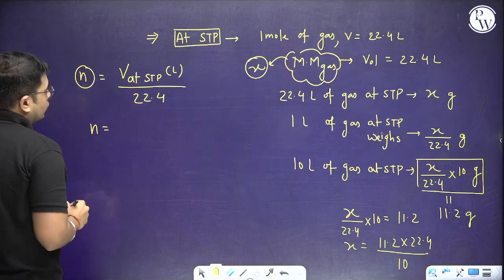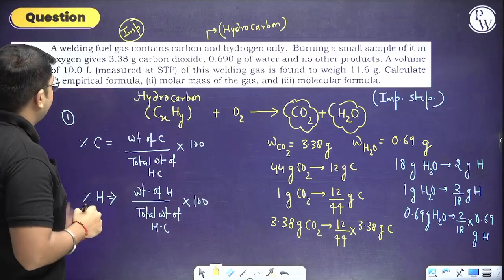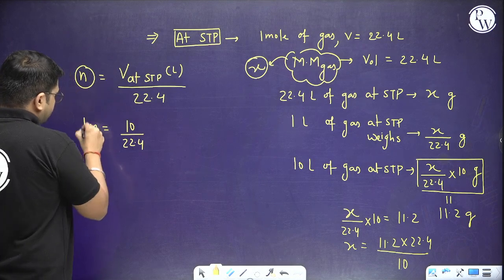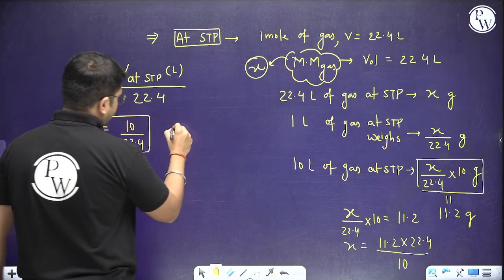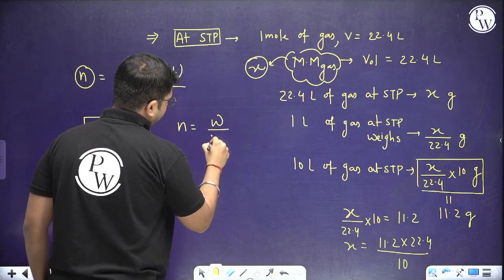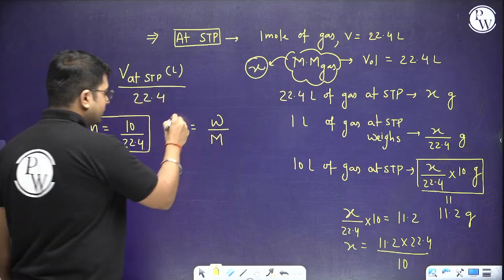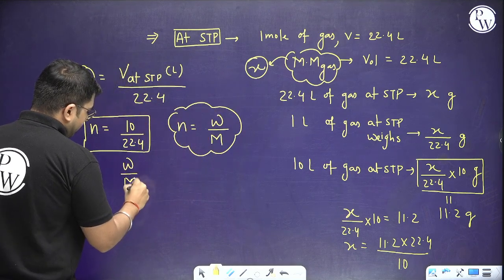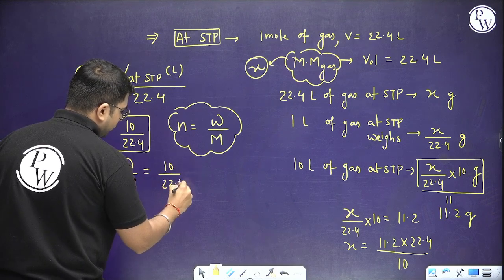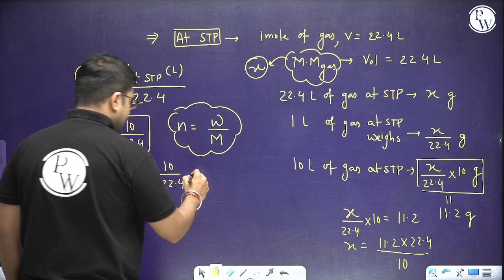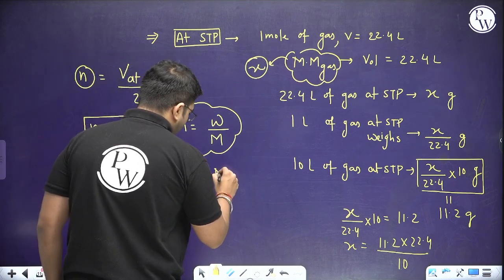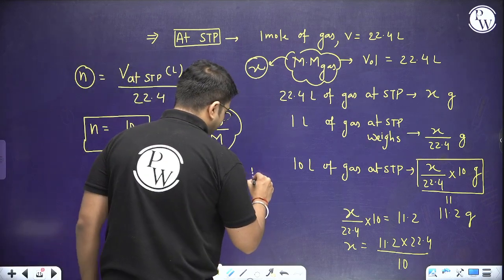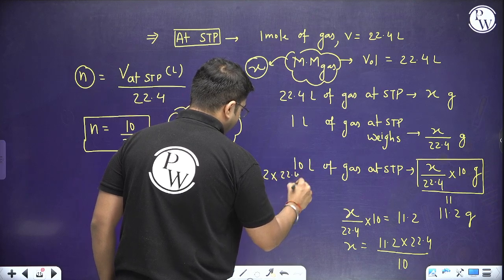So n will be equal to, V at STP is already given, that 10 liters of this gas measured. So we have 10 liters divided by 22.4, first part. And you know that n is also equal to the given weight divided by the molar mass of the gas. This is the additional formula. So you can correlate this, that W by M will be equal to 10 divided by 22.4. From this you can say that the molar mass of this particular gas will be equal to, this W is already given in the question, 11.2 multiplied by 22.4 divided by 10.